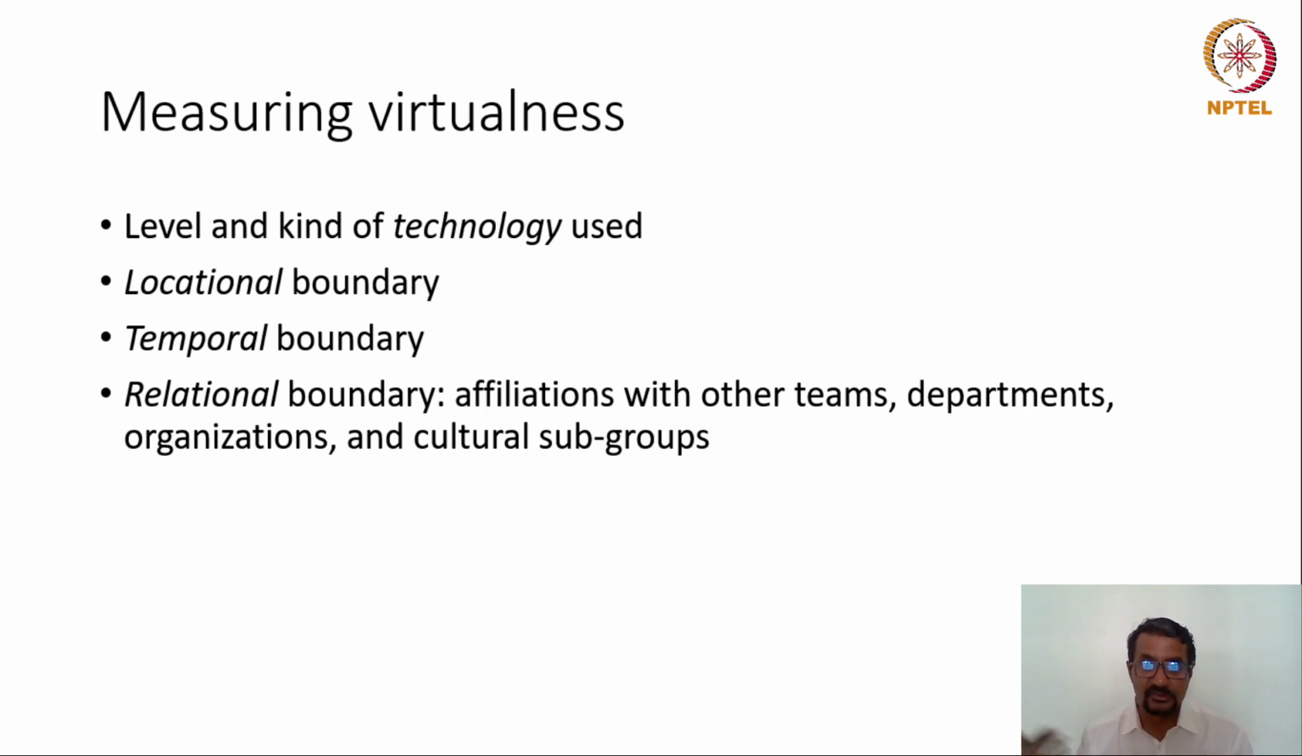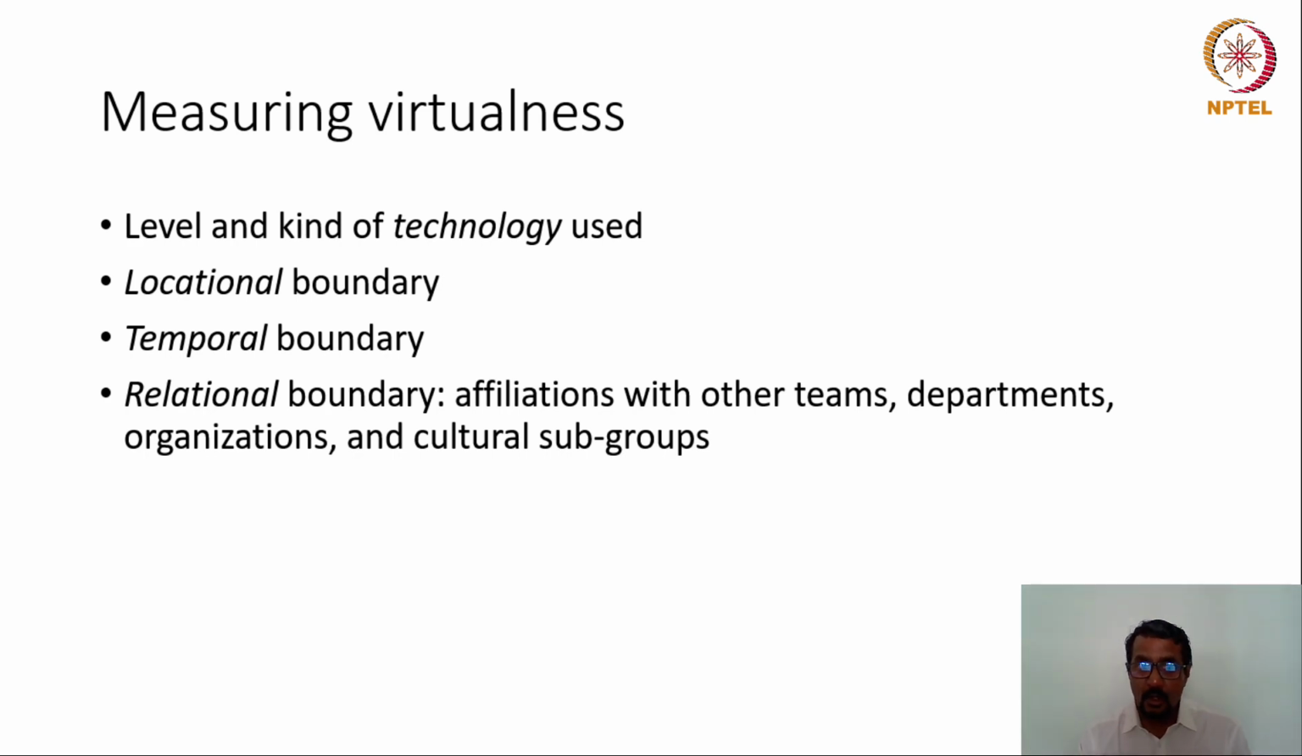Relational boundaries, relational differences, like I said: distances in terms of different departments. Members may belong to different departments, and they may have relationships with other team members. For example, if as a team member I am part of many different teams, that becomes a challenge for this particular team, because I might have conflicting goals in working for this team versus another team. So affiliation with other teams, or overlapping of team members across teams, can increase virtualness.